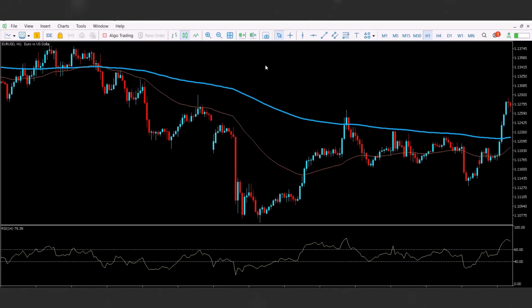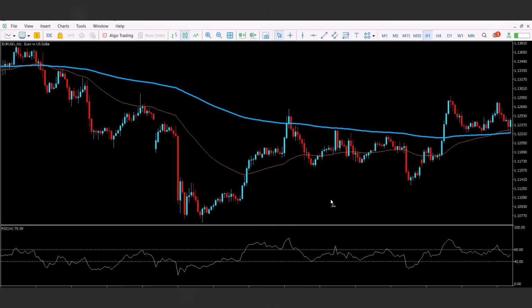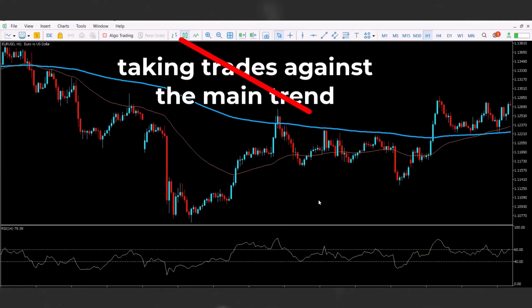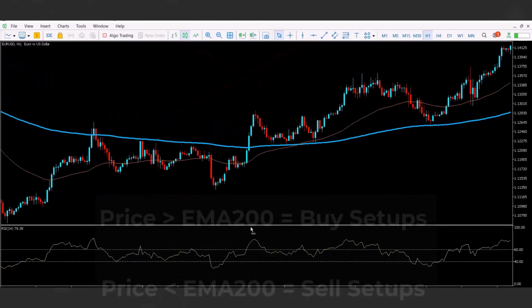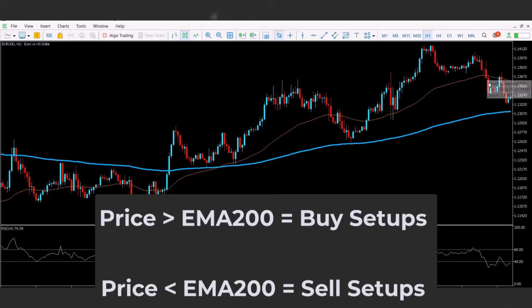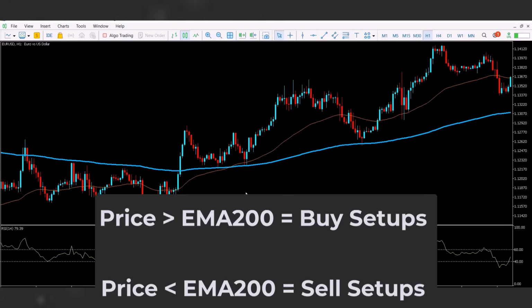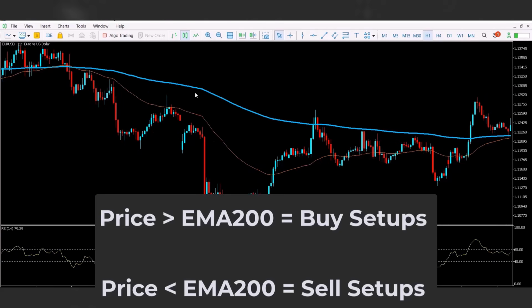This simple filter helps beginners avoid one of the biggest mistakes in trading, taking trades against the main trend. In this strategy, we only trade with the trend. So when price is above the EMA 200, we'll look only for buy setups. And when price is below the EMA 200, we'll look only for sell setups.